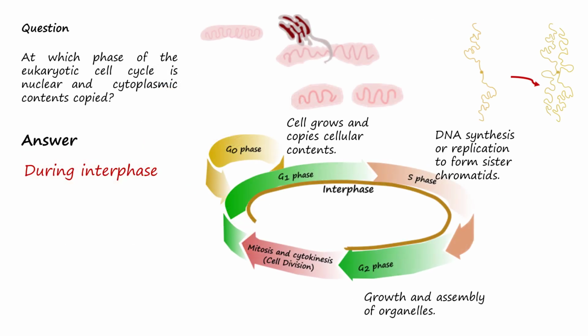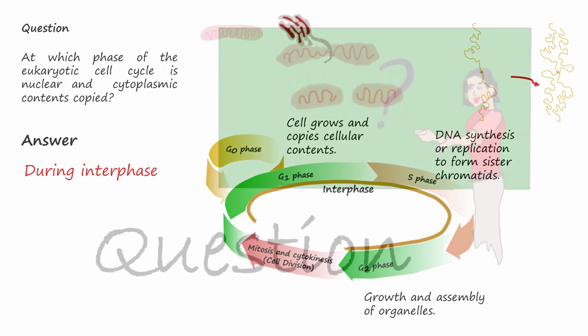Answer. During interphase, which is separated into the G1 phase, where the cell grows and copies cellular contents, except DNA, the S phase, where DNA synthesis or replication to form sister chromatids occurs, and the G2 phase, where further growth and assembly of organelles occurs.